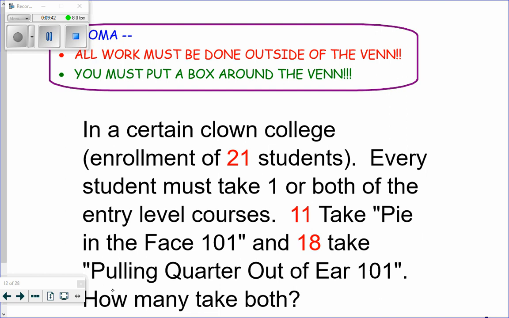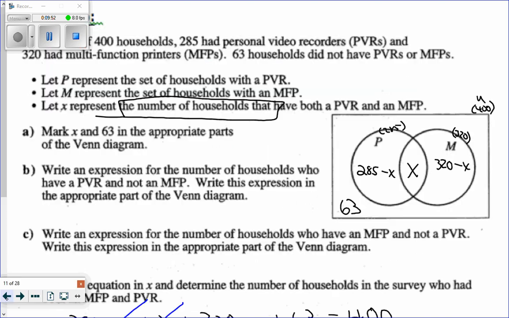So, just a thing about the diploma. All work must be done outside the Venn diagram. So, for example, if I were to, on this actual thing here, write this plus this equals 400, 668 minus x equals 400, x equals 268, I would lose marks on the long answer. Even though it's all correct, you have to keep all your work off of the Venn.